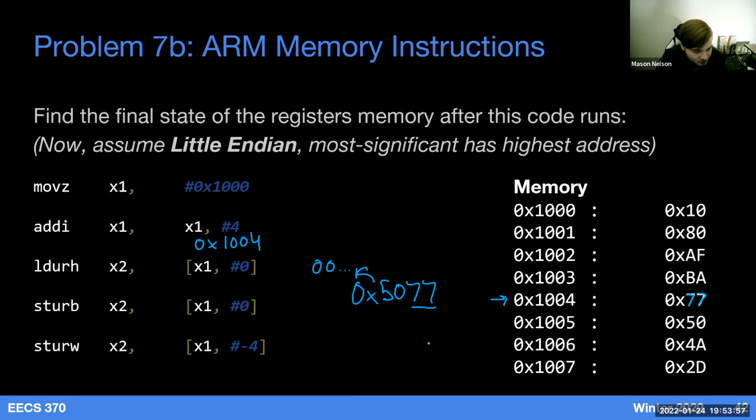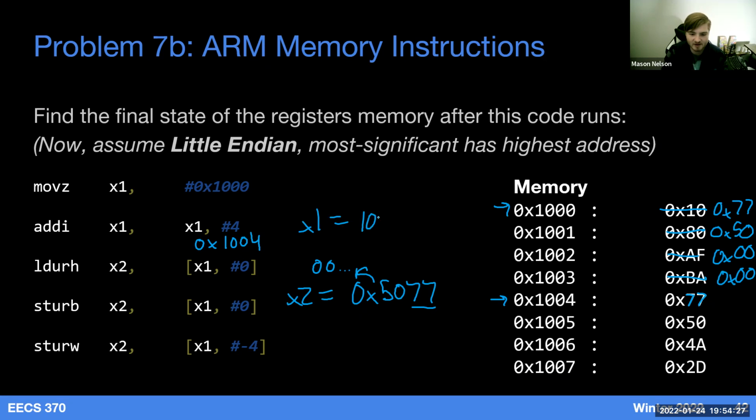And then finally, we're going to store a word to address 1000. And we're going to know that 77 has a little less address, so it will be 1000. So we'll overwrite this with hex 77, then hex 50. And remembering those leading zeros, we're going to overwrite the zeros here this time, when before they were in addresses 1000 and 1001. So now x2 is this, and x1 is still 1004 in hex. And so that's our solution.